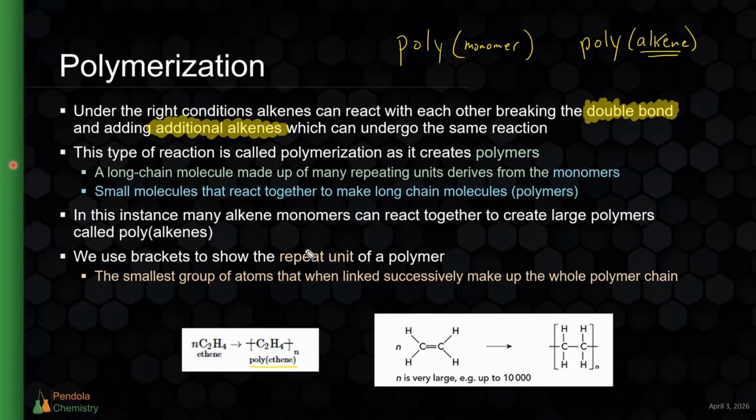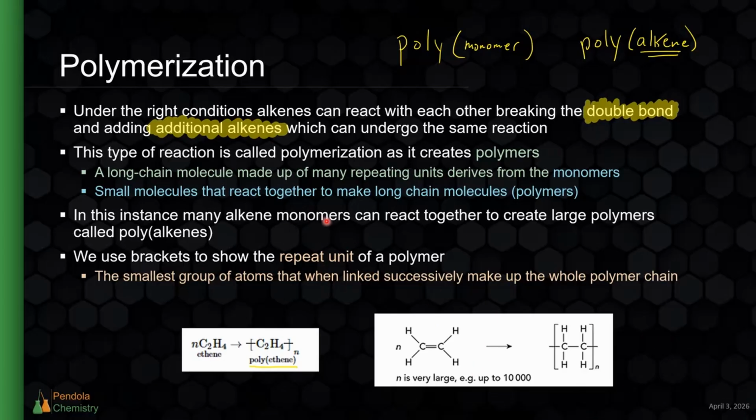We can use brackets to show a repeat unit for a polymer. Now, why do we do this? Like we said, polymerization can happen over and over again, going on for a really long time. We could have 10,000 ethene molecules react in this way, breaking the pi bond and connecting to other ethene molecules. That will be a huge molecule to actually write on paper. And the molecule itself is the same thing repeating over and over again.